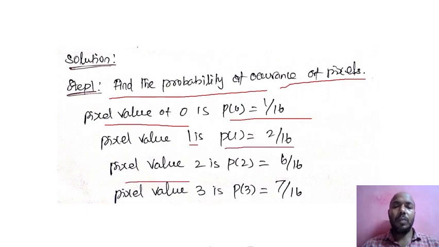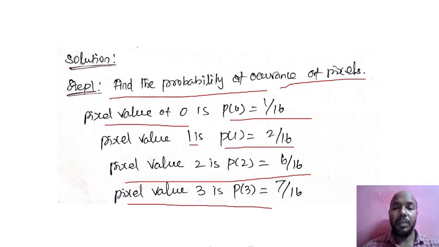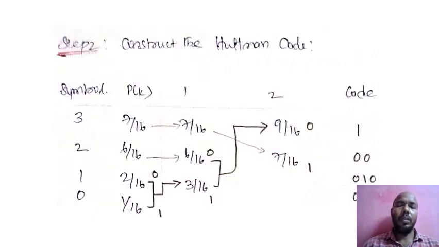And the third pixel is 2, which occurs 6 times. So 6 over 16. Now P of 3 is 7, that is 7 times pixel 3 is repeated in the image. So 7 over 16. Okay, so in step 1 we calculated the probability of occurrence. Next, now we will construct the Huffman code.